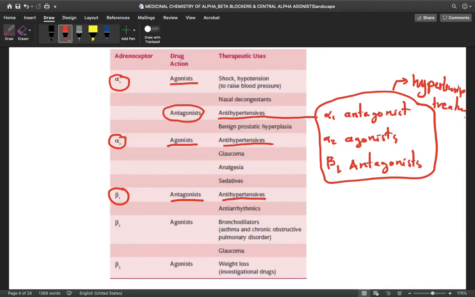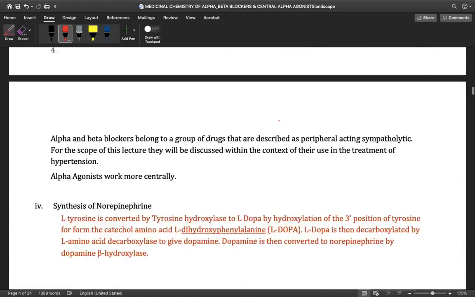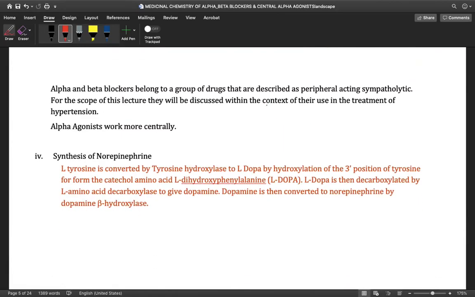Hypertensive treatment. Okay, make sure you remember this for your exam. Now, when you talk about alpha and beta blockers, those drugs are going to be working mainly in the periphery, whereas alpha agonists are going to be working more centrally.